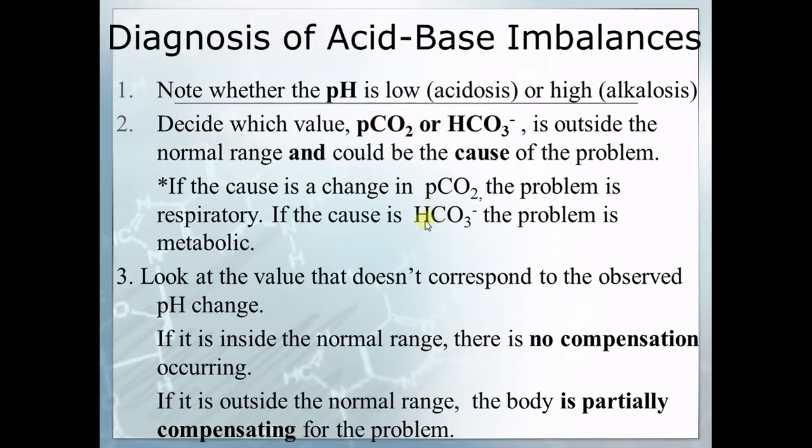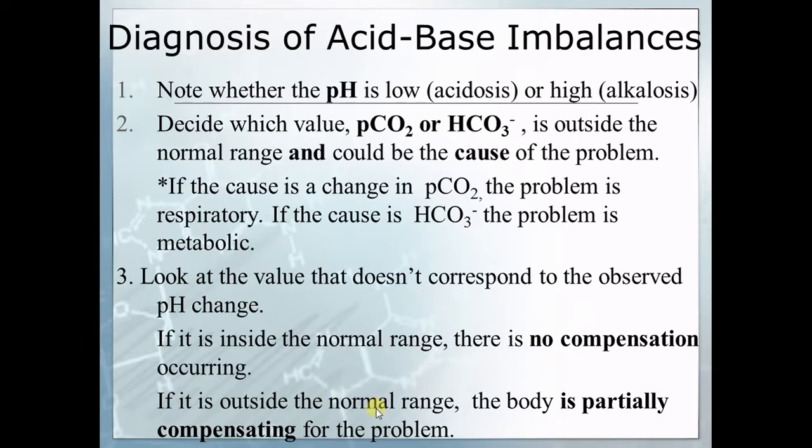If the change is primarily in the bicarbonate, then you know it's metabolic. So if it's a metabolic issue and the CO2 is normal, that means the body has compensated by changing your breathing, and you'd be able to see that in their breathing. Then the last step: look at the value that doesn't correspond to the observed pH change. If it's not contributing directly to the pH change and it's inside the normal range, then there's no compensation occurring. So if I have high CO2 and the bicarbonate is normal, that means the lungs are broken and the kidney hasn't fixed it yet.